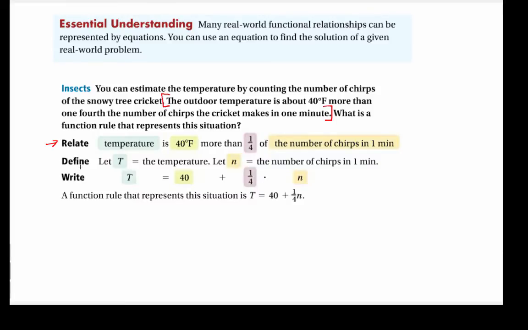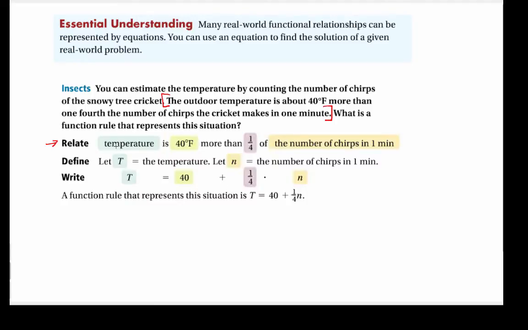So, as always, when we're doing a problem like this, we've got to define some variables. Our two variables in this problem are the temperature and the number of chirps in 1 minute. So we'll let capital T equal the temperature, and we'll let N equal the number of chirps in 1 minute. Once we determine the relationship and define our variables, then we can write our equation or our function. Okay, so the equation would be capital T equals 40 plus 1/4 times N.